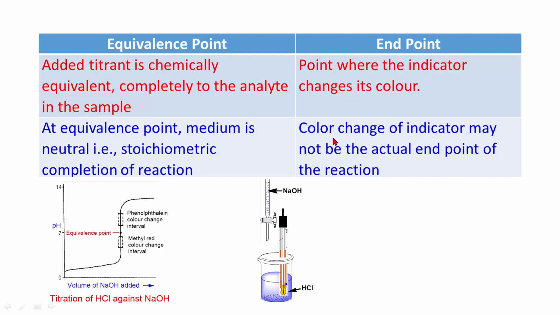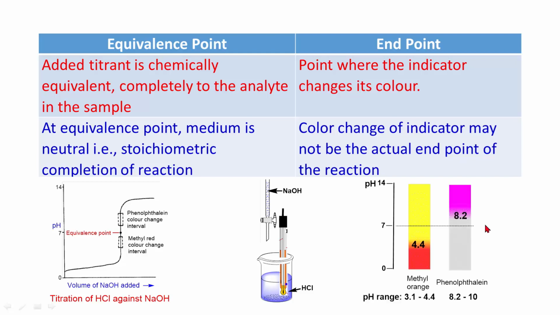Whereas in the case of end point, the color change of the indicator may not be the actual end point of the reaction. We can see that phenolphthalein changes its color at pH of 8.2. For those reactions where we use methyl orange as indicator, the end point appears at pH of 4.4. So this is the end point, whereas the equivalence point here is showing the neutral pH.